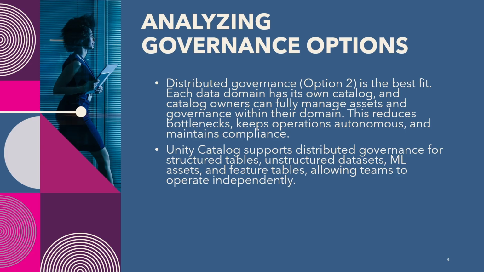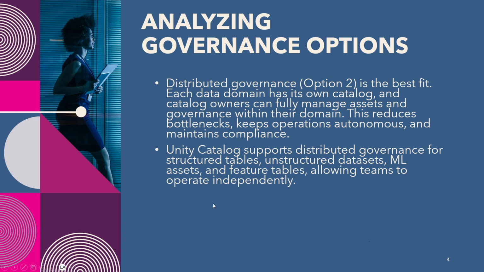So what does this really mean for you? The best fit here is option 2, distributed governance. Hang on, because this part's super important. In distributed governance, each data domain has its own catalog. The owners of that catalog can fully manage assets and governance within their domain. This reduces bottlenecks, keeps operations autonomous, and still maintains compliance because each domain knows and enforces its rules. Plus, Unity Catalog supports this model beautifully, whether you're managing structured tables, unstructured datasets, or ML assets and feature tables. Teams can operate independently without stepping on each other's toes.